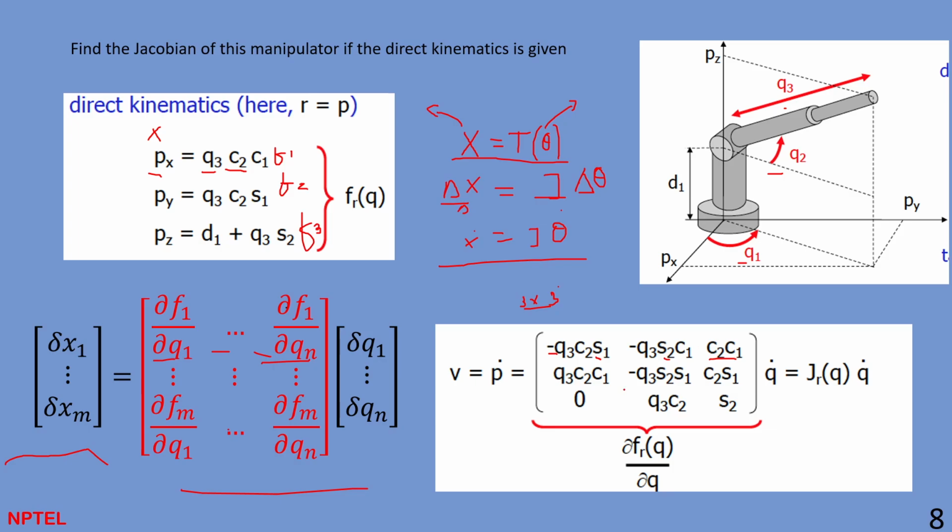This thing is called your Jacobian actually. In this manner you can get it.